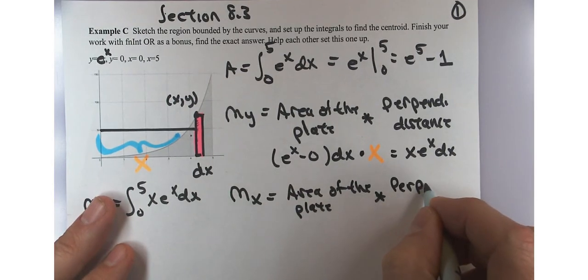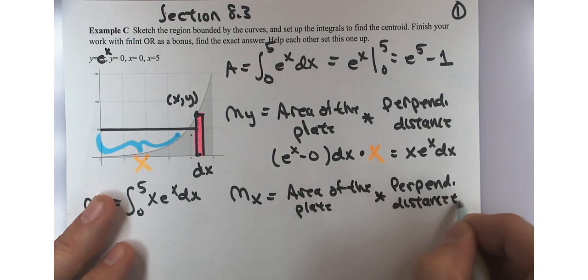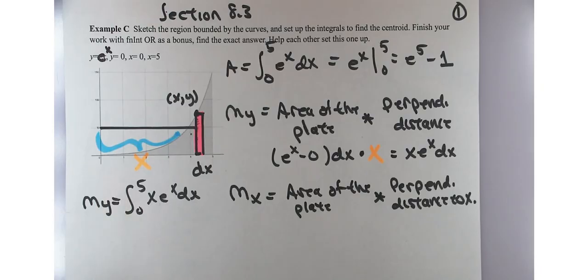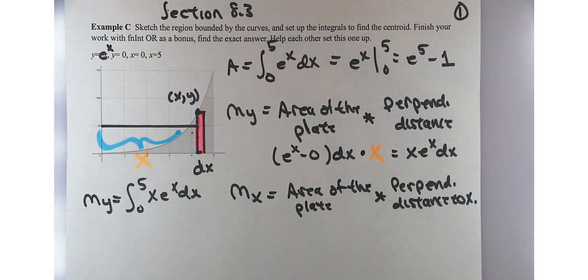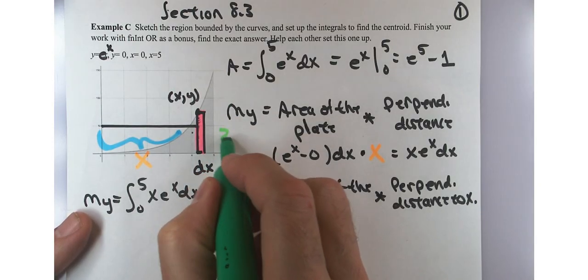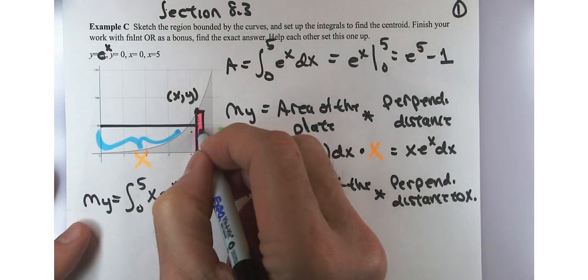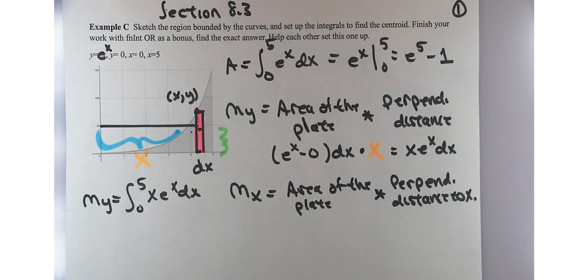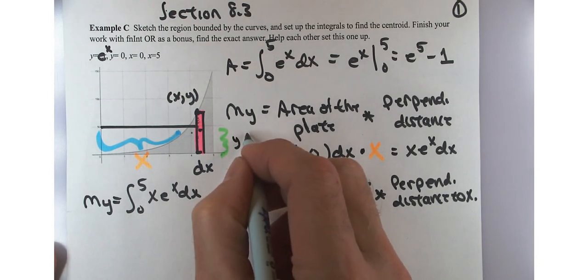Perpendicular distance to the x-axis. Now that one's a little bit different because the distance to the x-axis varies depending on where you are in this plate. So we're going to regard that distance as being kind of felt halfway through. We're going to assume that all the mass of this plate is concentrated right at the middle. It kind of averages it out, we'll put it right at the middle. And so this distance is going to be y over 2.